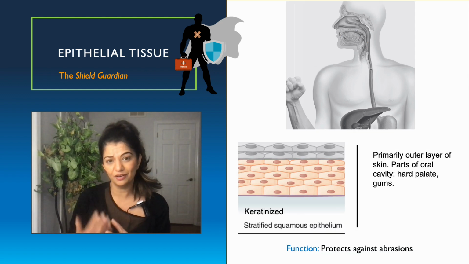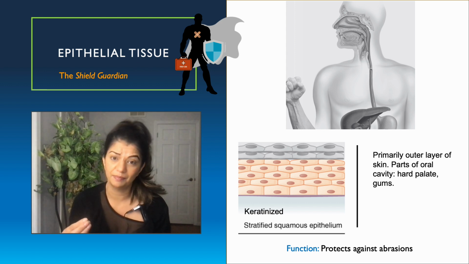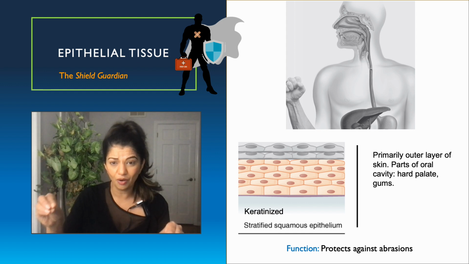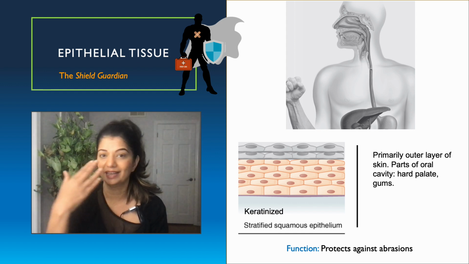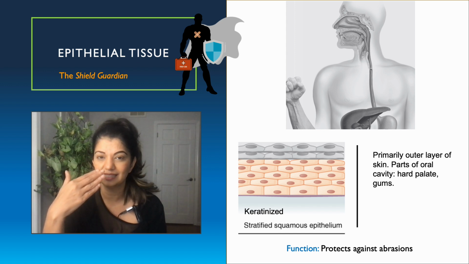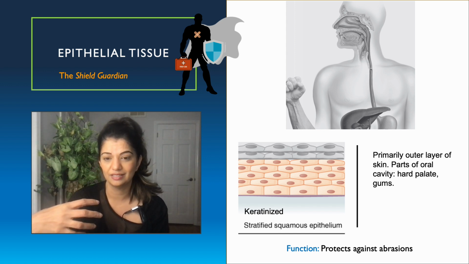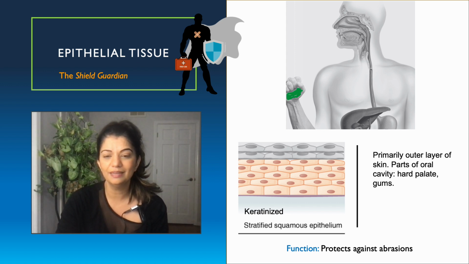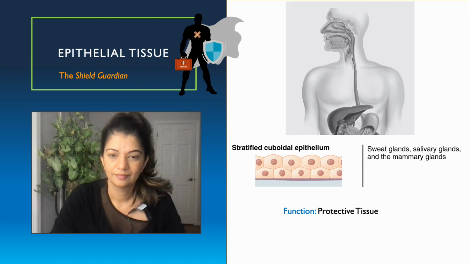Okay, then we've got keratinized squamous epithelium. Now, this is a very specialized type of epithelium because it has these dead cells with keratin on top. It covers parts of our oral cavity, the hard palate, and even the gums. Again, it protects against abrasions, adds extra protection, I guess you would say. So it's really important that you recognize which parts are going to be keratinized versus which might not.